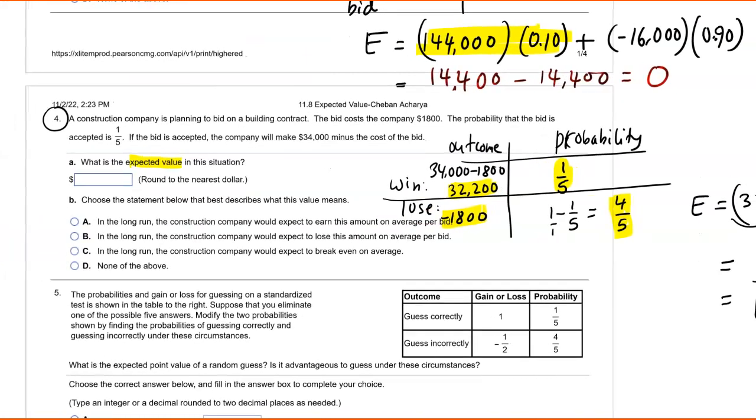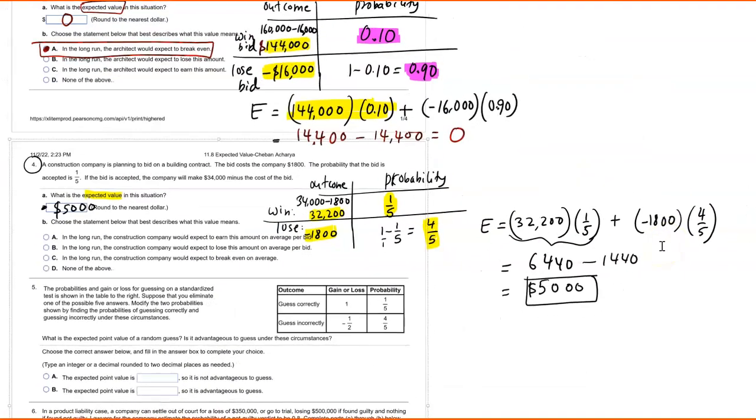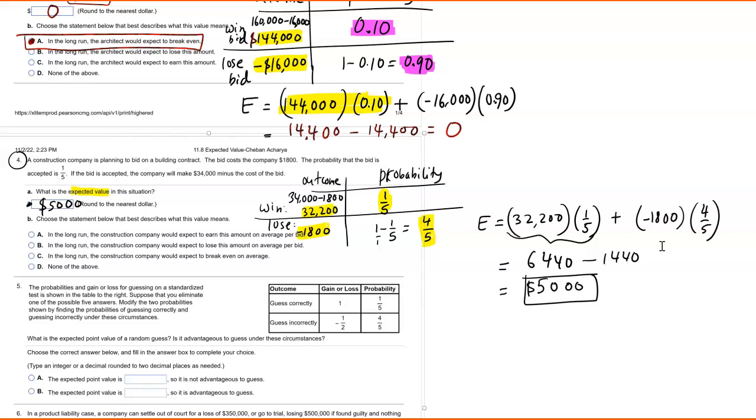Therefore, the expected value here is $5,000. Of course, you don't type the dollar sign here because the dollar is in the front. And what happens in the long run? Is this a positive expected value? That means in the long run, the construction company expects to earn. Remember, that's the positive expected value. That means the company expects to earn $5,000 in the long run. Okay.